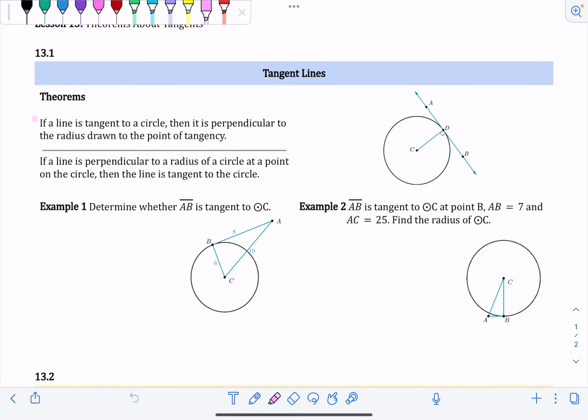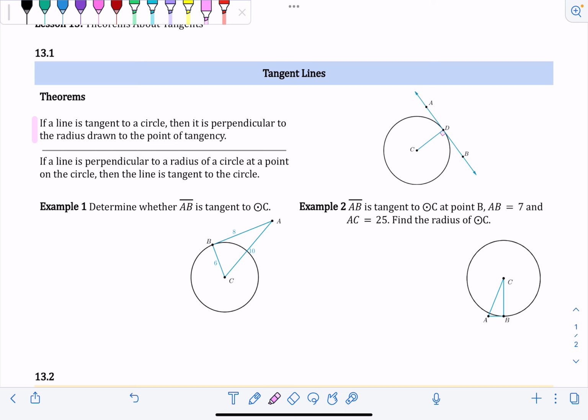So the first theorem: if a line is tangent to a circle, then it's perpendicular to the radius drawn to the point of tangency. So if we look at the graphic on the right, the line AB is tangent to that circle C, and because it's tangent to it, the radius, like CD, this section, is perpendicular to that tangent line because that radius is drawn to that point of tangency D.